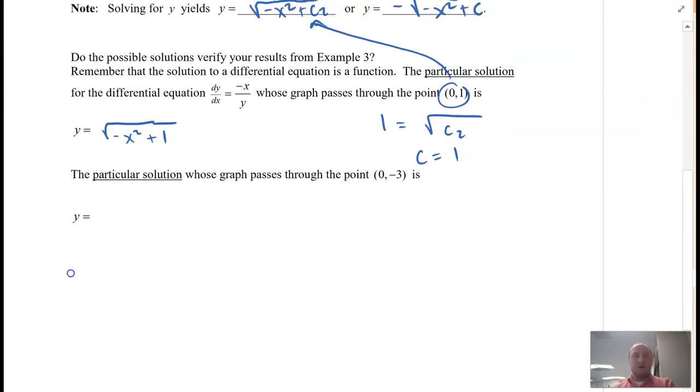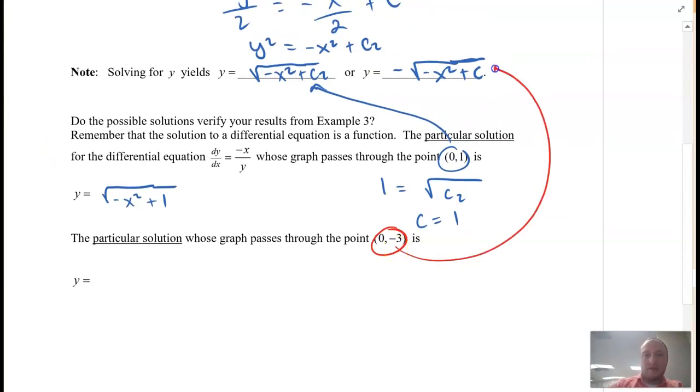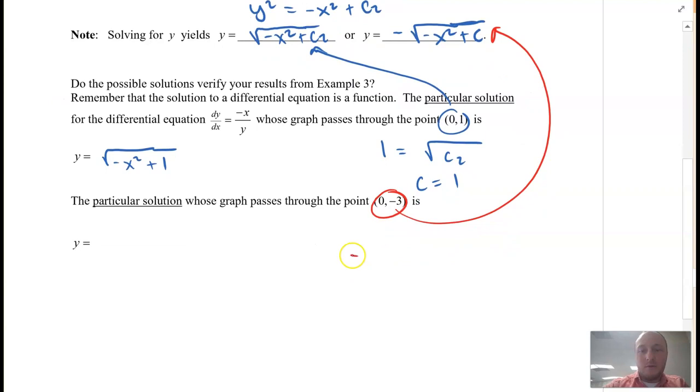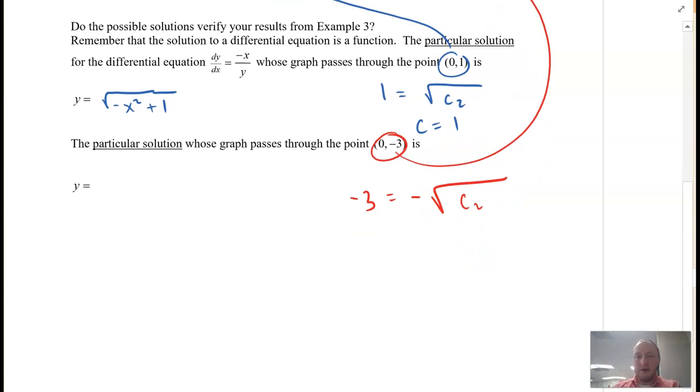Now we're going to do the same thing for the point (0, -3), and I'll plug that into this equation. So we get -3 is equal to negative square root of negative x squared, which again is 0, so nothing happens there. And we get this. After we square both sides, we get c is equal to 9. So here is our particular solution: negative square root of negative x squared plus 9. And there you have it.